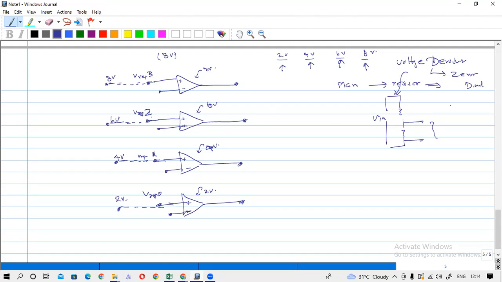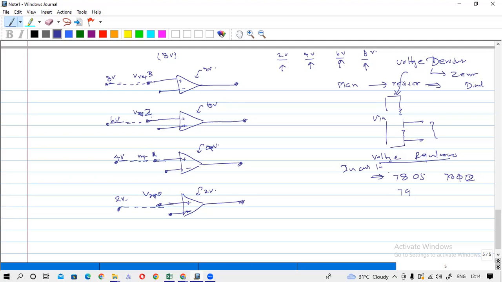Okay, and you can use voltage regulators. There are some voltage regulators. Can anyone remember what IC voltage regulators we have in our labs? Regulator ICs start with 78 or 79. Can you remember that? 7805, 7812, 7809. Likewise, we have some regulator ICs.